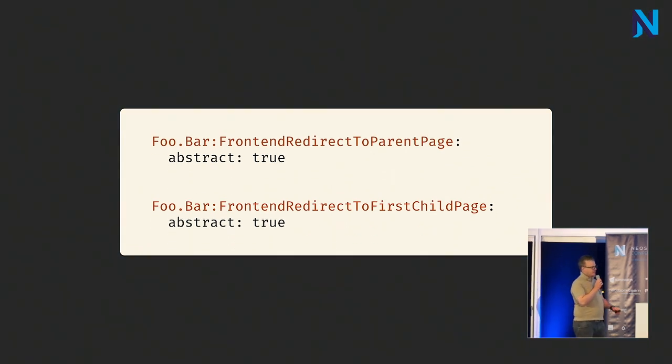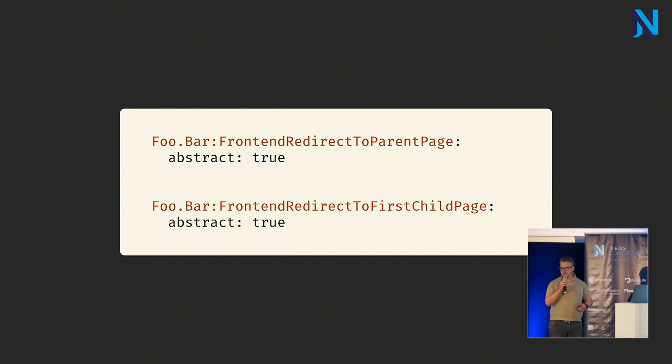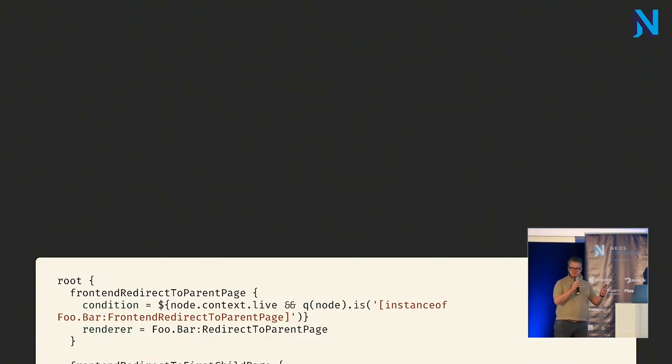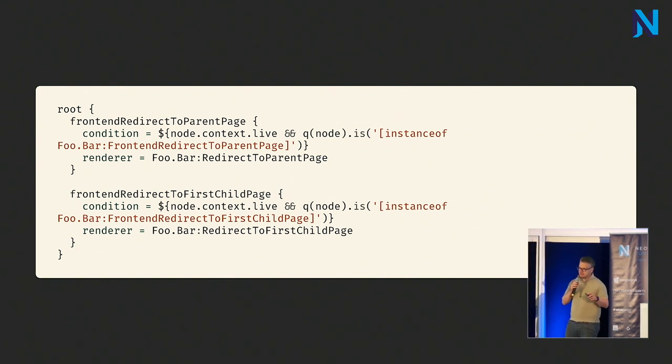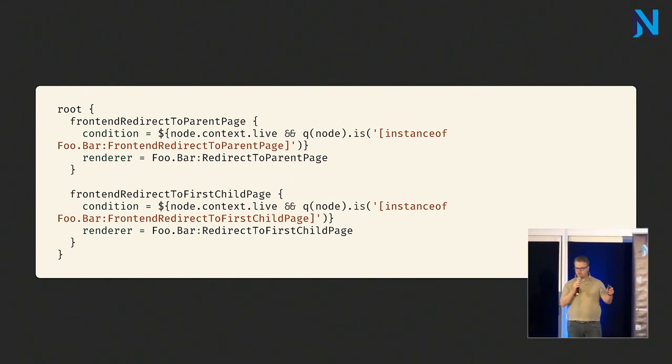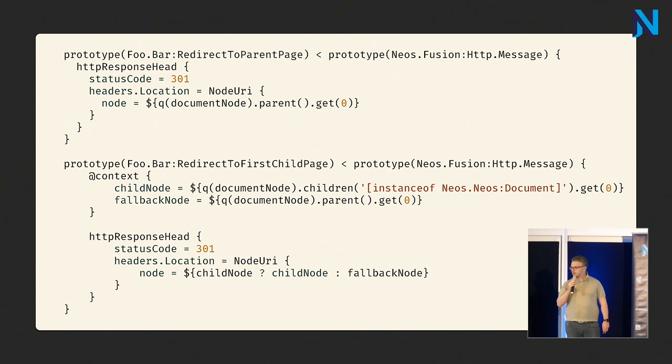And I've done it like that most of the time. I just create a mixin in YAML. The code I'll share later on Twitter. And then on the root, you can say if I'm live, and if this node is an instance of Foobar, front-end redirect to parent page or front-end redirect to first child page. The renderer gets run with a prototype, and this prototype can look like that, and just redirect to the parent page or to the child page. And if there is no child page, it will go to the fallback node, which is the parent page.